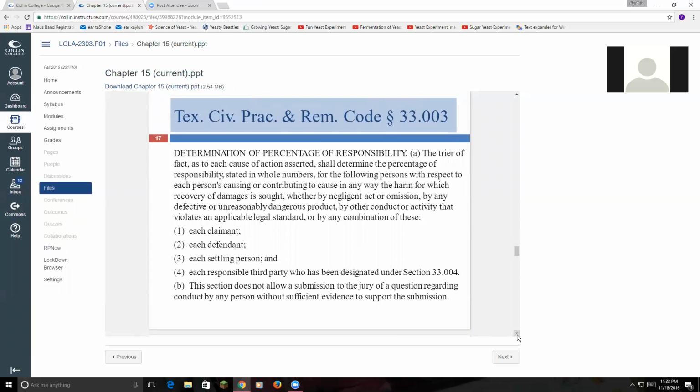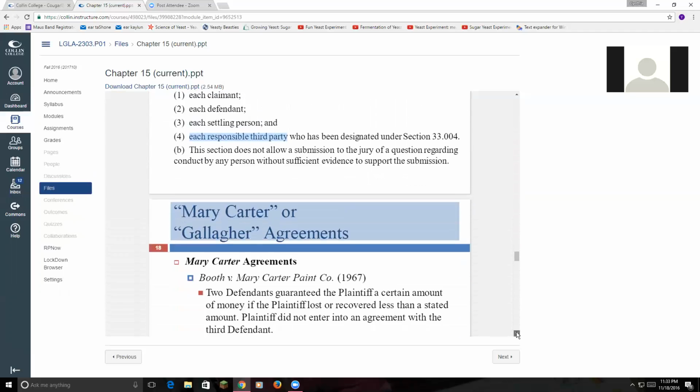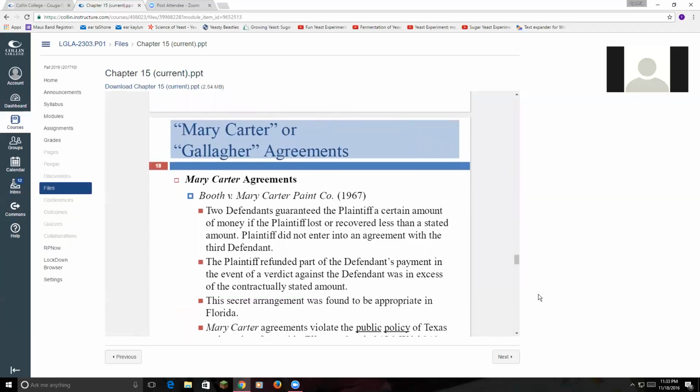I've already shown the slides, what we've already talked about. We have each settling person, that would be David, each responsible third party, which may be someone who didn't settle but is not subject to a lawsuit.